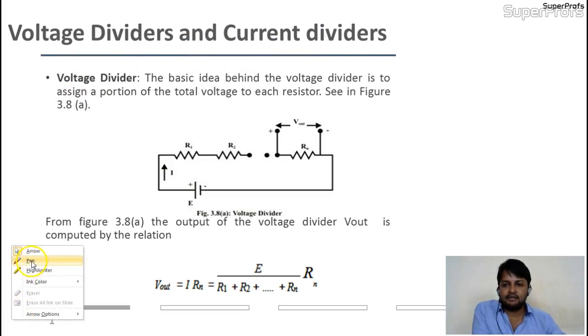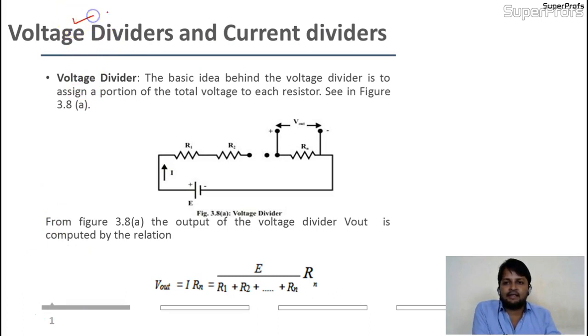Now come to the voltage division and current division circuits. See friends, the voltage division will be in series circuits only, and we'll see the current division in parallel circuits. Okay. Here, this series circuit is given. Why is this a series circuit? Because all elements are connected in series combination. So you can see R1, R2, R3, R4 up to Rn, all these resistive elements are connected in series combination and one independent source is applied to the circuit.